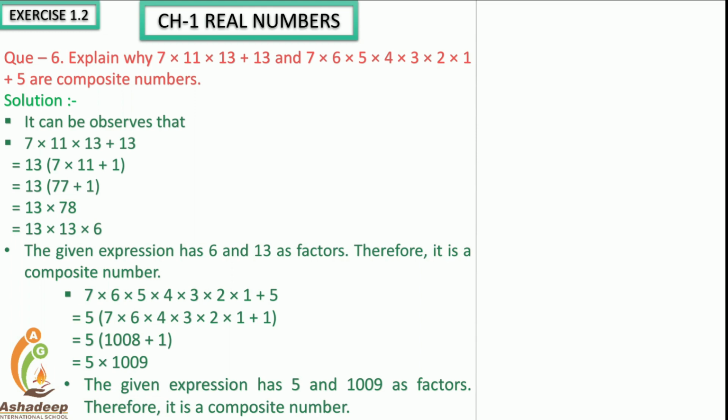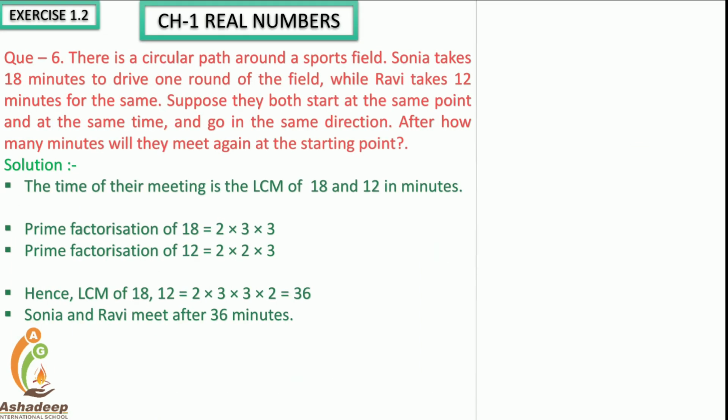Simple, right? Now the same you can do in this sum. Take out 5 and 5 common. What is remaining is 7 into 6 into 4 into 3 into 2 into 1, plus 1. Multiplying these numbers, you will get 1008, and plus 1 is 1009. So 5 into 1009. Whatever the number is, it comes into the table of 5 and 1009. The given expression has 5 and 1009 as factors. Therefore, it is a composite number. Simple, because it comes into the table of 5 and 1009.